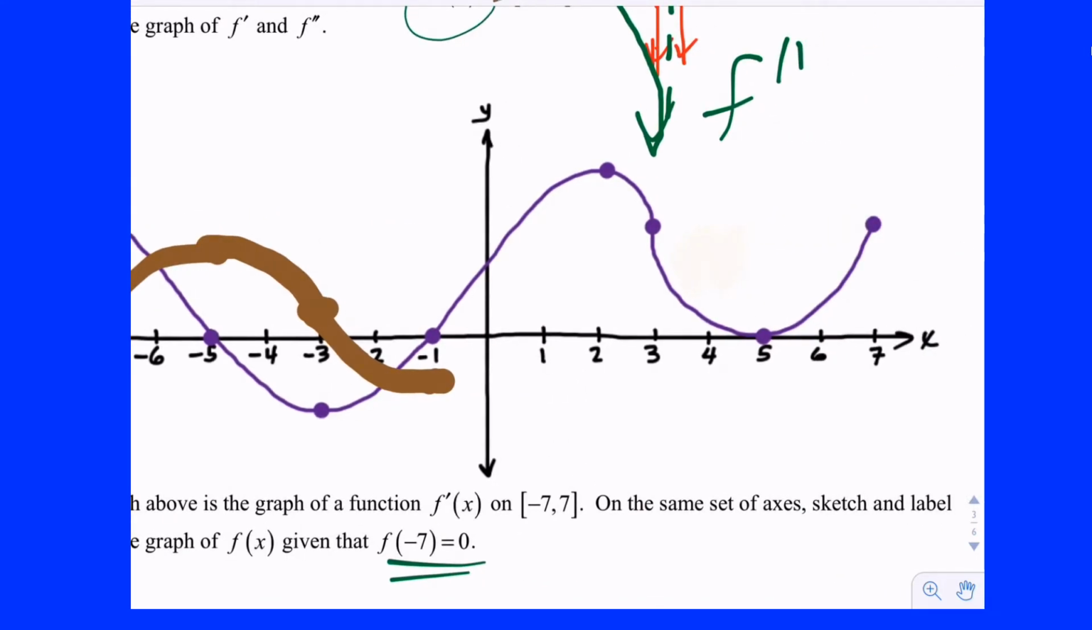Forevermore. But now I'm increasing at an increasing rate, up to 2. And then from 2 to 3, I'm increasing at a decreasing rate, so it's concave down.